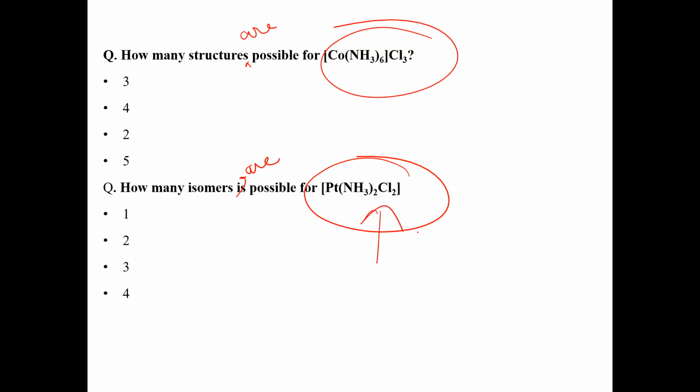This is basically cisplatin. It is an anti-cancer drug only in the cis form, so that's why its name is famous as cisplatin. In trans form, it doesn't work as an anti-cancer drug. So if you are having two isomers, they will impart different properties.